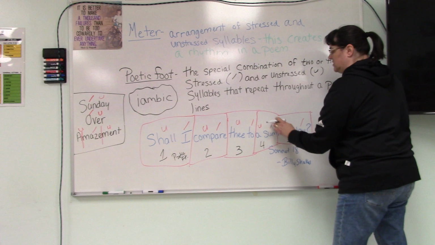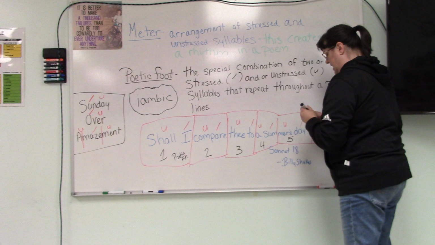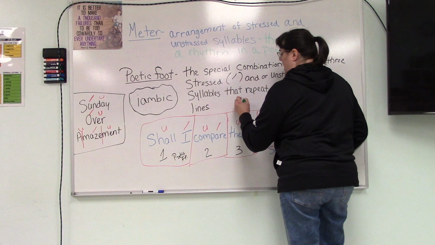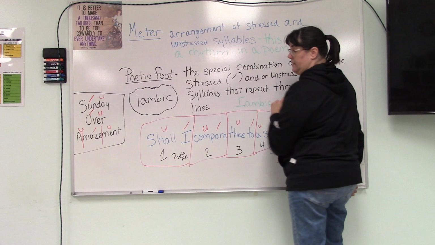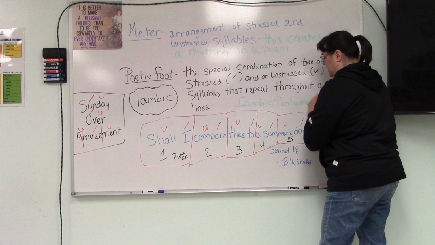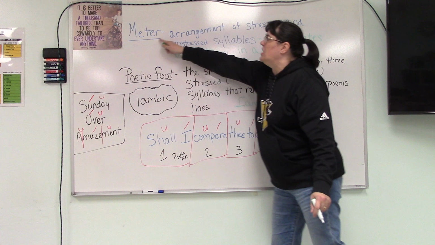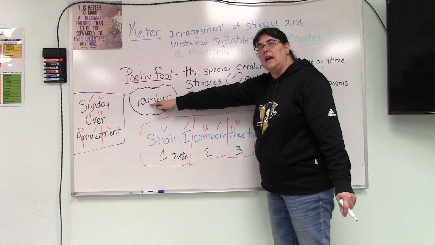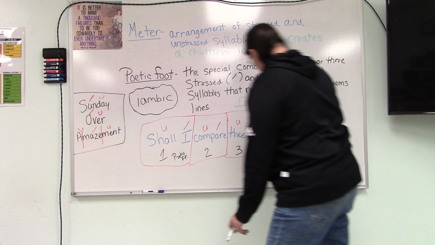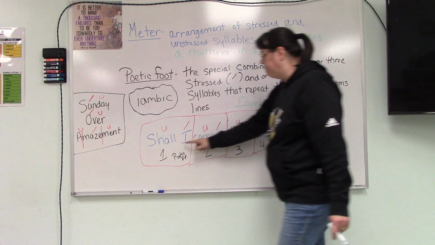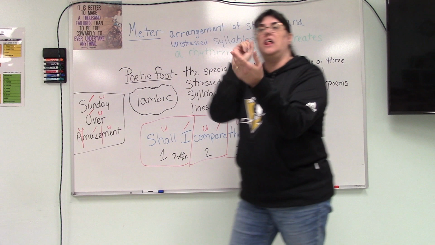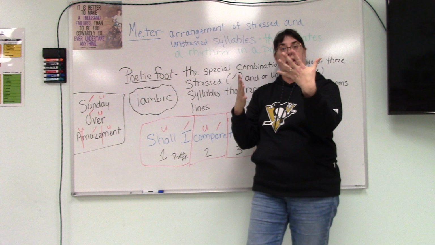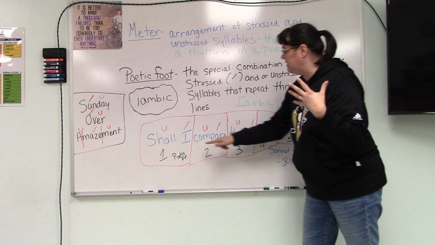So therefore, this poem is what we call iambic pentameter, because penta means five. And there's five meters. There's five arrangements. What kind of arrangement? Iambic. What's iambic? Unstressed, stressed. So this is iambic pentameter because there are five feet, which equals what? Ten syllables. Shall I compare thee to a summer's day? Right, so five feet, each foot has two syllables, and that's what's called iambic.